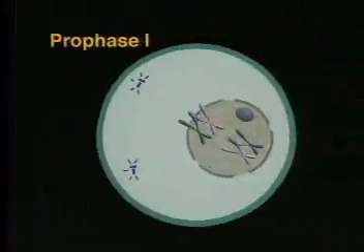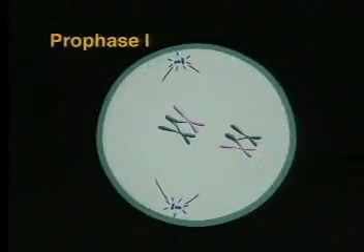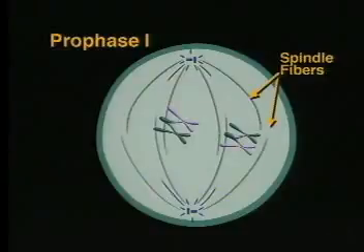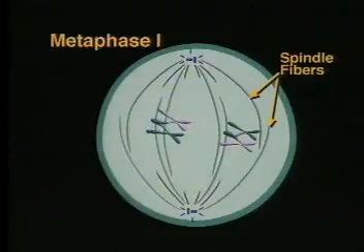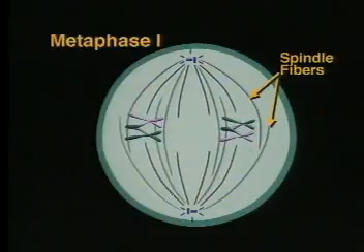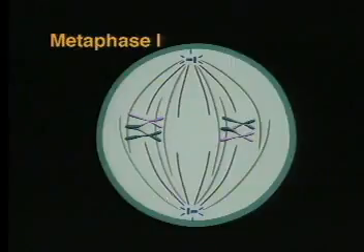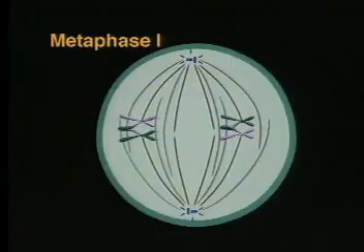By the end of prophase 1, the nuclear envelope has deteriorated and spindle fibers have appeared. At metaphase 1, the homologous pairs of chromosomes line up as pairs along the equatorial plane of the cell. The spindle fibers connect the centromeres of the homologues to opposite poles in the cell.